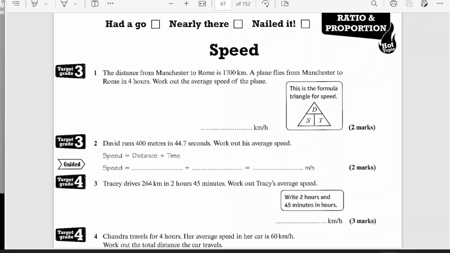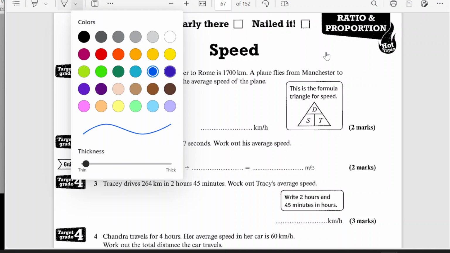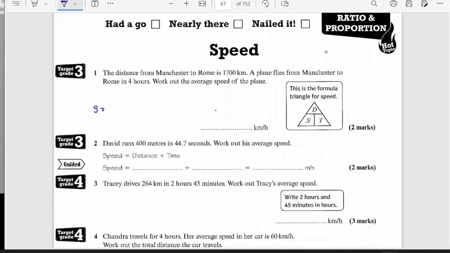For question 1, the distance from Manchester to Rome is 1,700 kilometres. A plane flies from Manchester to Rome in 4 hours. Work out the average speed of the plane. So the speed is equal to distance divided by time, which is going to be 1,700 divided by the time of 4 hours, keeping our units consistent. That's going to be 425, but we can use a calculator for that. 425.